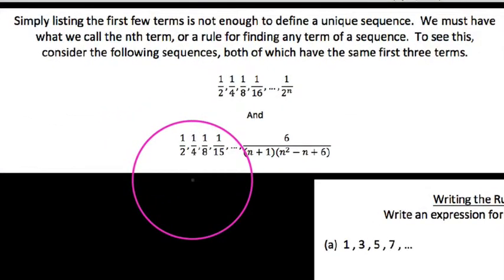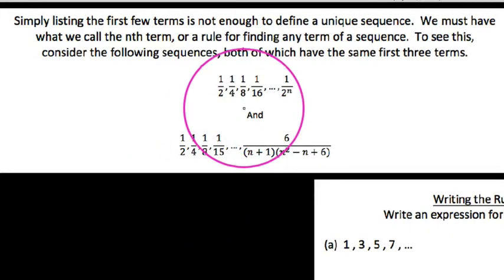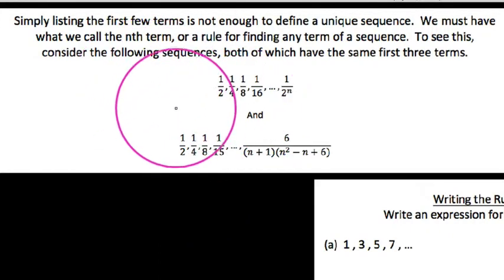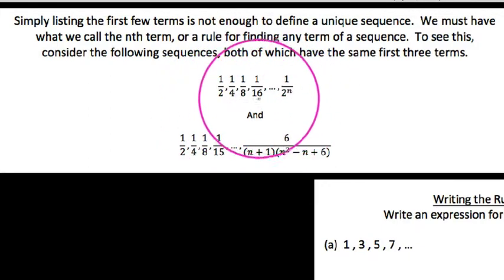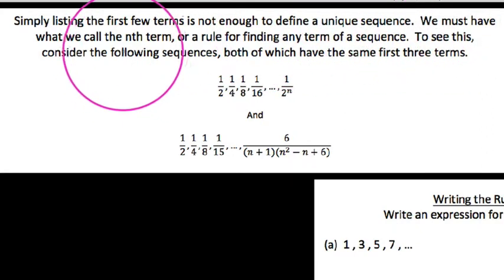This is a continuation of my last video, an introduction to sequences. In this video, we're going to talk about how you write the rule for a sequence, or at least utilize the rule, and the importance of looking a little bit further into a sequence before you declare a rule. Simply listing the first few terms is not enough to define a unique sequence. We must have what we call the nth term.